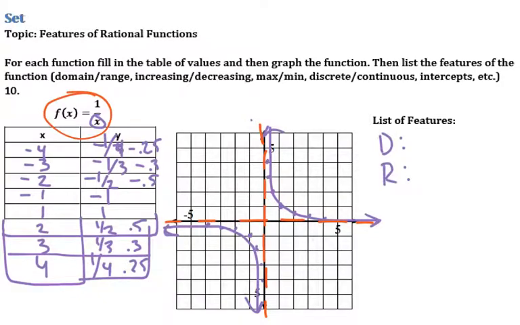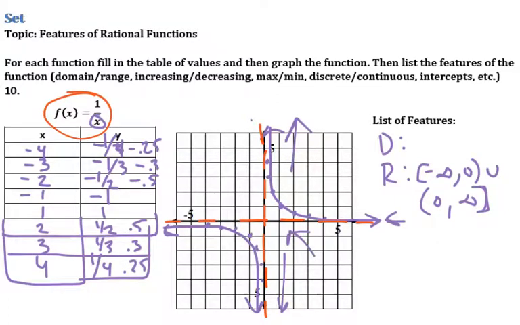Okay, the range, we keep going down, we keep going up, but we don't hit the middle. So we'd say from negative infinity to 0, union, from 0 to positive infinity. Okay, so saying that it jumps that x-axis. So the domain, same idea. We go from negative infinity to 0, and then from 0 to positive infinity on the x. Okay? Because it skips that y-axis and the x-axis, it jumps over it.